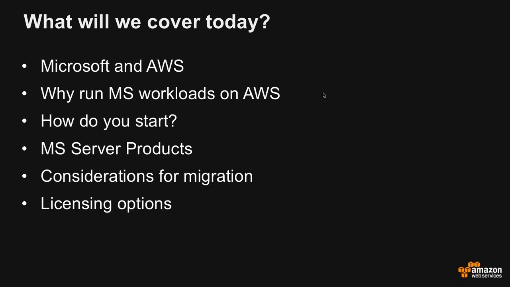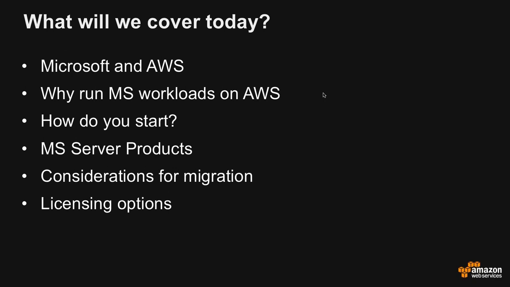What we're going to look at today is effectively 6 key areas. We're going to look at Microsoft and AWS. That will give you a basic introduction into the different technology suites and capabilities that AWS has in terms of running Microsoft workloads. We're going to dig into why run Microsoft workloads on AWS. What are the strengths, features, and benefits of running these workloads on AWS?